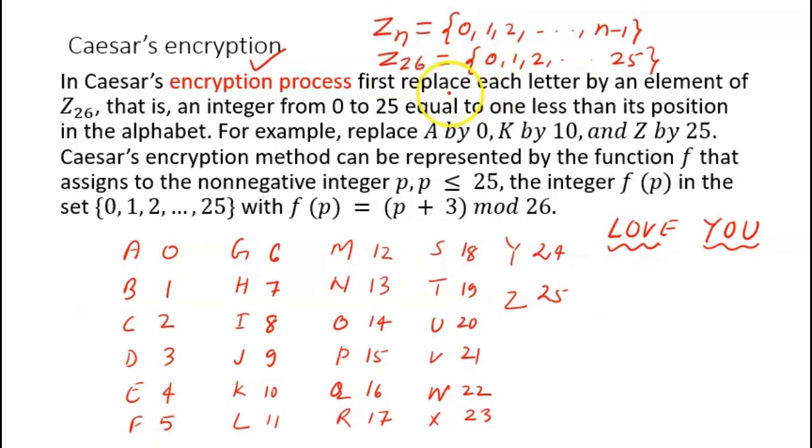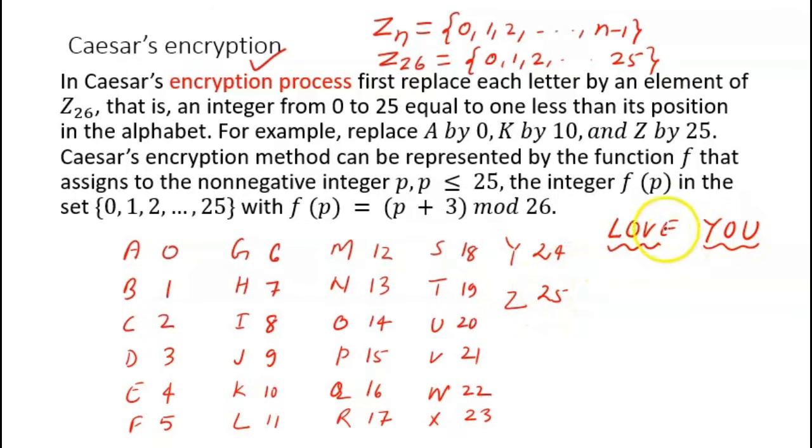So in Z26 we have the numbers from 0 to 25. We associate the alphabet A with the number 0. We associate the alphabet B with the number 1 and so on. And the last alphabet Z is assigned the number 25.